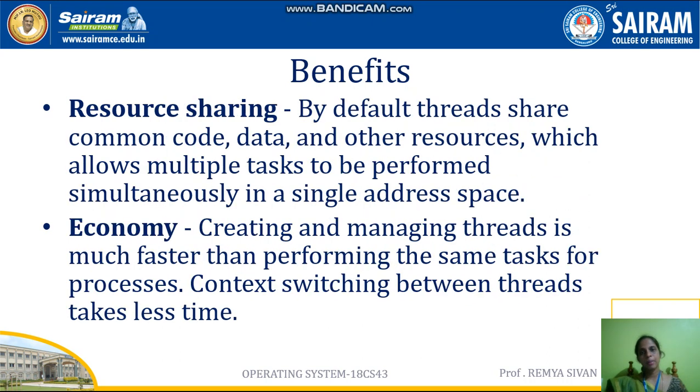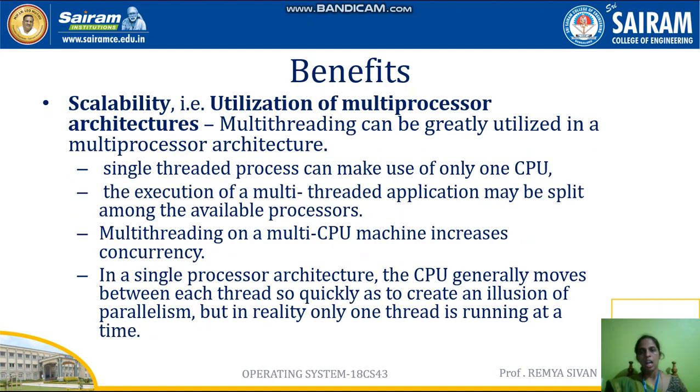The next benefit is resource sharing. By default, threads share common code, data and other resources, which allows multiple tasks to be performed simultaneously in a single address space. The third benefit is economy. Creating and managing a thread is much faster than performing the same task for a process. Context switching between threads is very fast and takes very little time. Another benefit is scalability, that is, utilization of multiprocessor architectures.